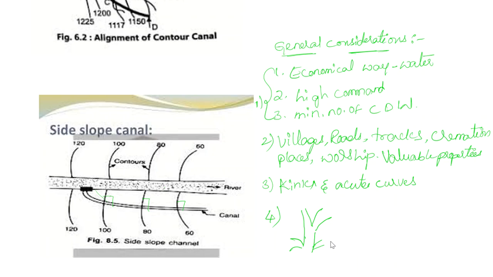And the last point is the alignment should not be made in rocky or cracked strata. We know about strata. This is all about your general considerations. We have five different points over here, which are the things we should consider before constructing a canal. This is all about today's topic.